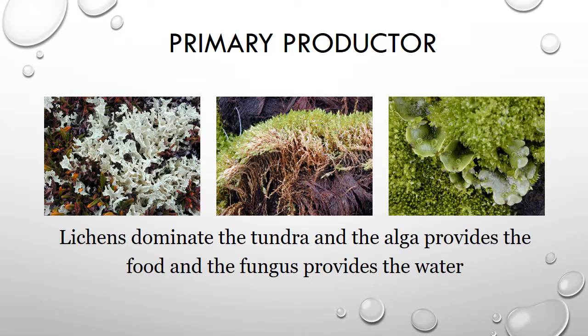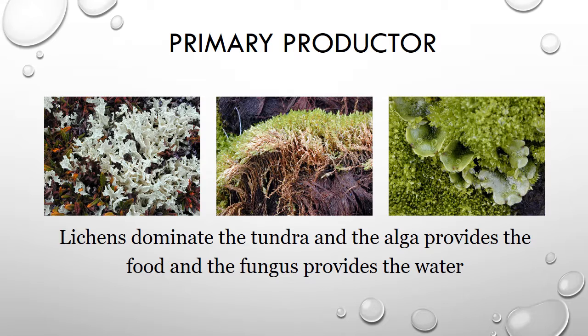Lichens dominate the tundra as a major primary producer. Many lichens can be covered with ice for up to 3 years and still remain alive. Lichens are a symbiotic relationship between two organisms, an algae and a fungus. Together they become a creature we call a lichen, and it's near impossible to tell the two parts of the body of the lichen apart. So the algae provides the food and the fungus provides the water in its symbiotic relationship.